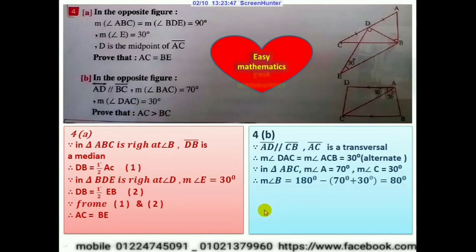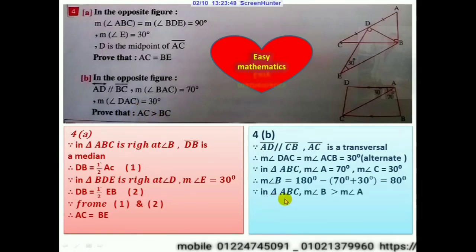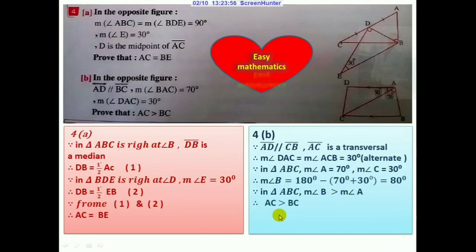So we can write by this way. Since in triangle ABC, measure of angle B is bigger than measure of angle A, so their opposite sides AC must be bigger than BC.